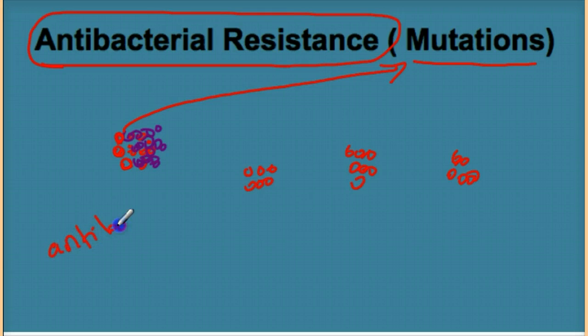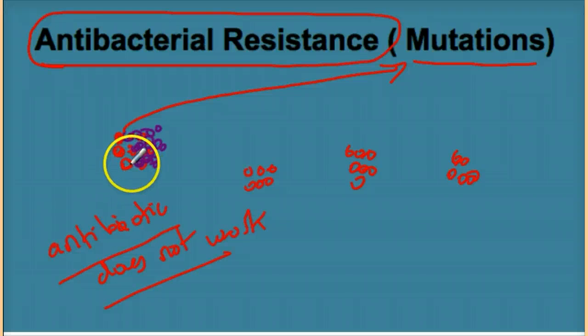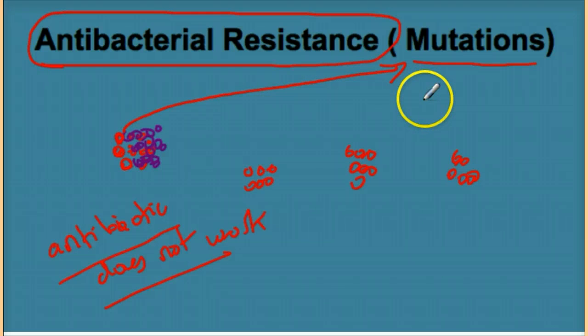So the antibiotic does not work. And the reason why it doesn't work sometimes is because there are some species of bacteria that are resistant to it. And the reason why they're resistant is because of mutation. Let me draw a flow chart basically. I think a flow chart will help you to understand this concept a little bit better.